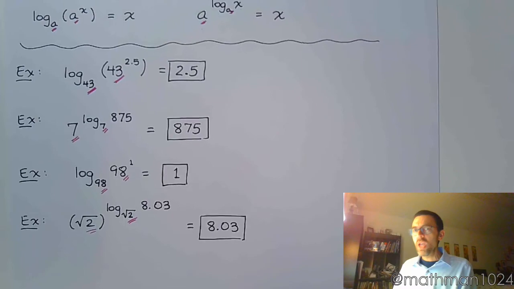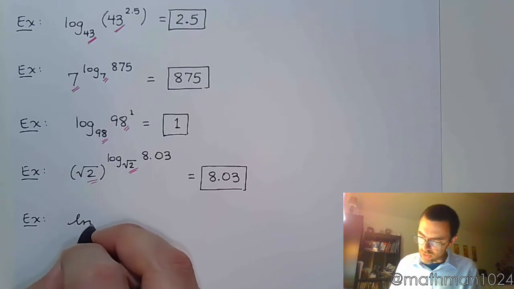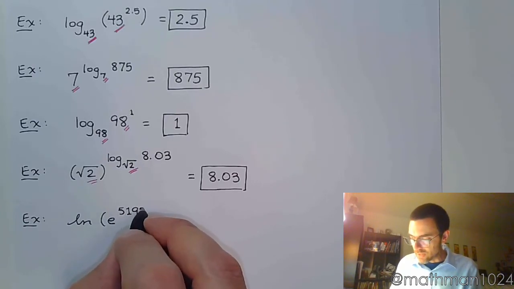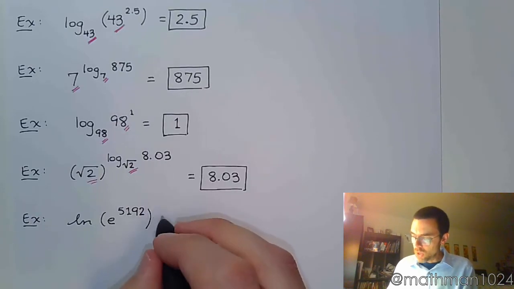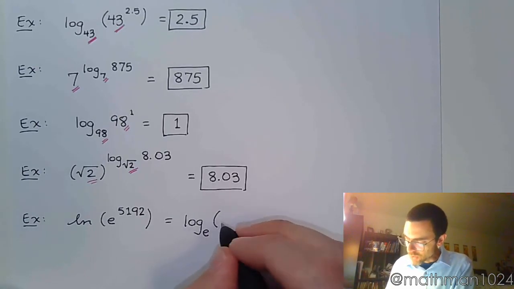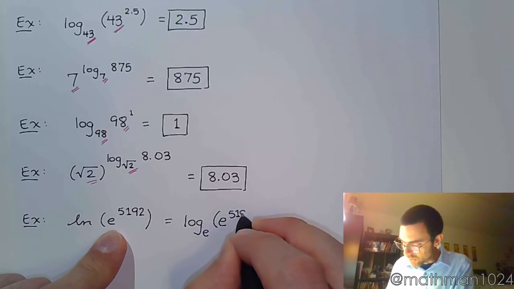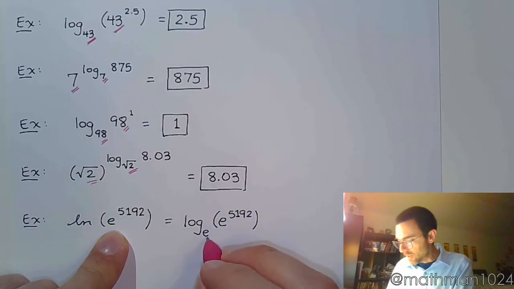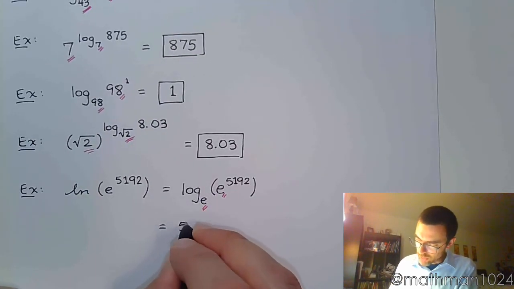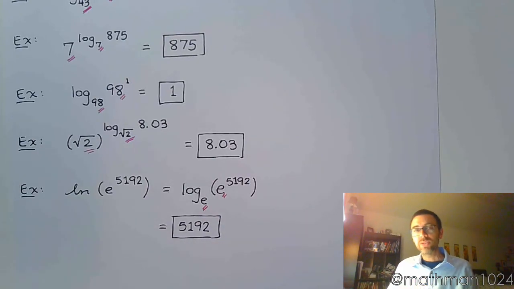And you got it. Now, we saw stuff like this in the last video, where if I did the natural log of e to the 5192nd power, like that, we know that this means log base e, that's what natural log means, right? So natural log, or log base e, of e to the 5192. Since these guys have the same base, your answer is just that power, 5192. Nice and simple, as long as you pay attention.